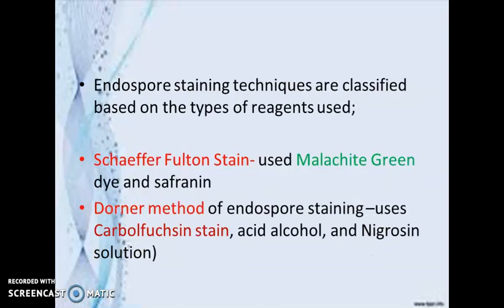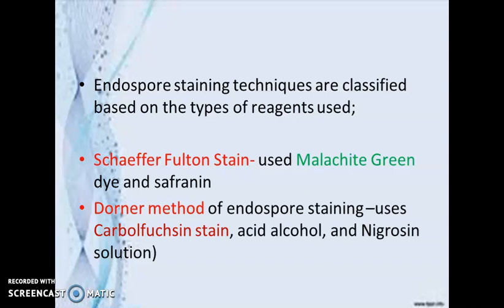These endospore staining techniques are classified based on the reagents used. Here I have already mentioned the Schaeffer-Fulton staining method and also the Moeller stain. Mainly the Schaeffer-Fulton stain is used. In our laboratory or in colleges, we usually do the endospore staining using the Schaeffer-Fulton procedure. The Schaeffer-Fulton stain uses malachite green dye and safranin.